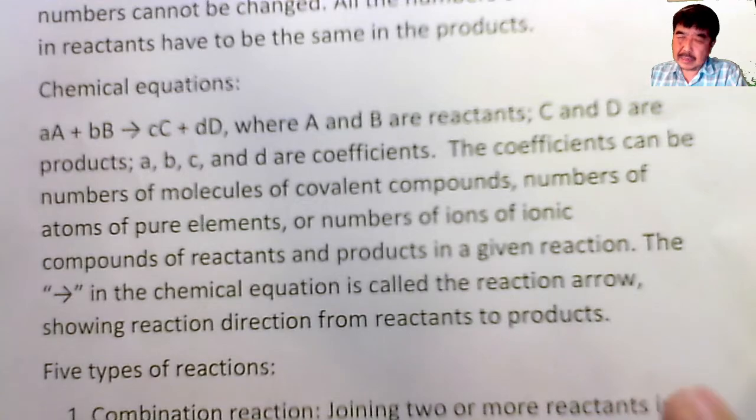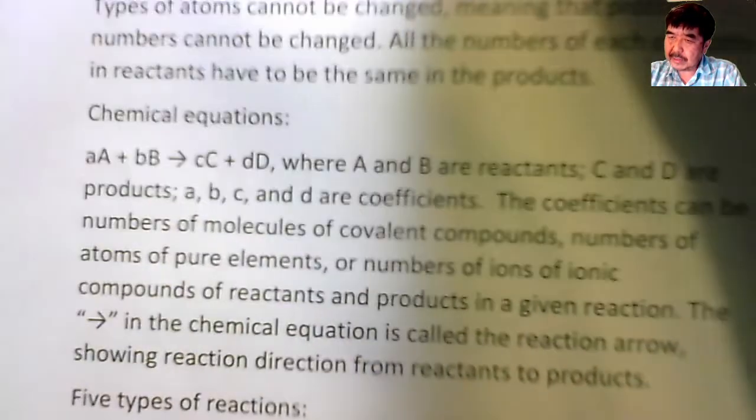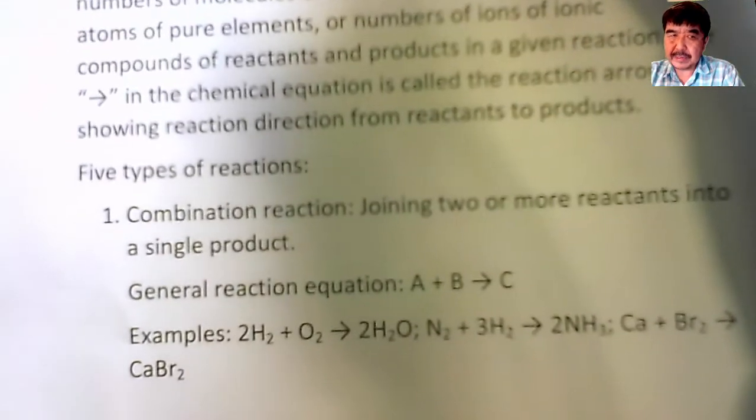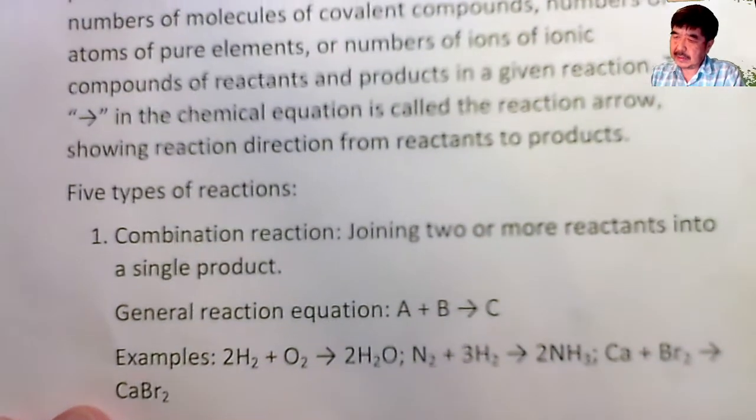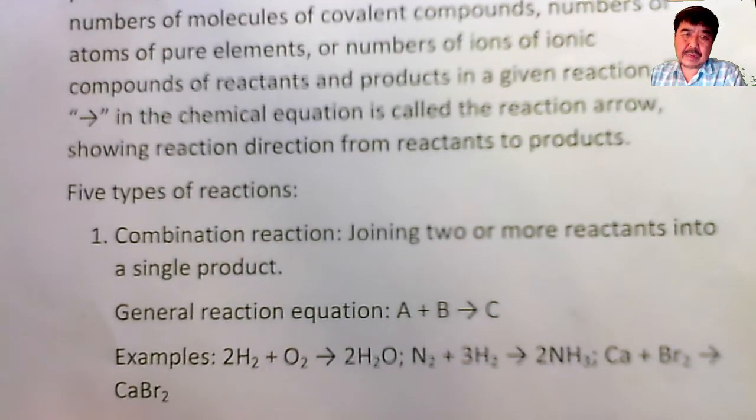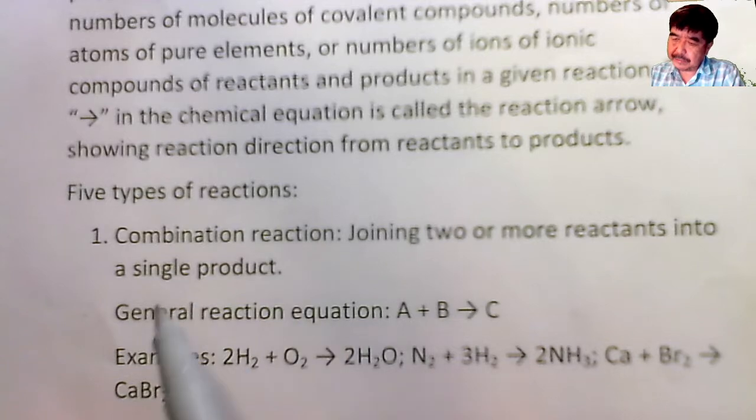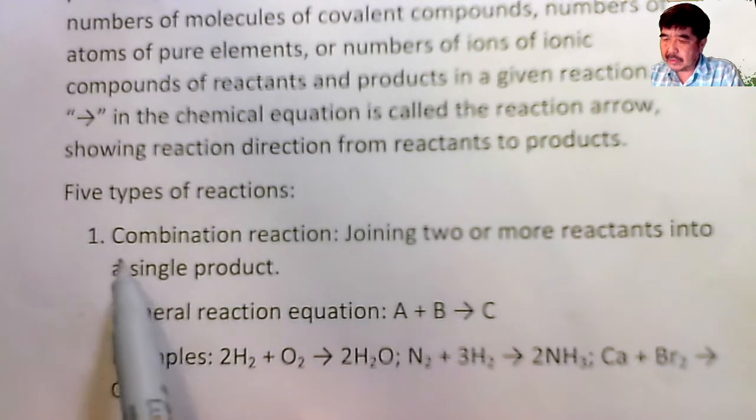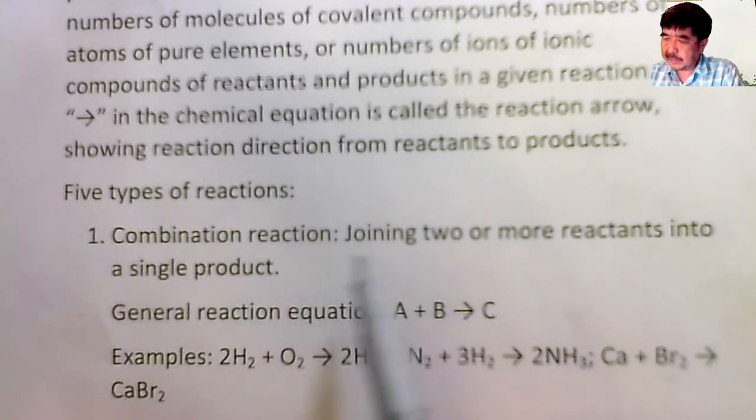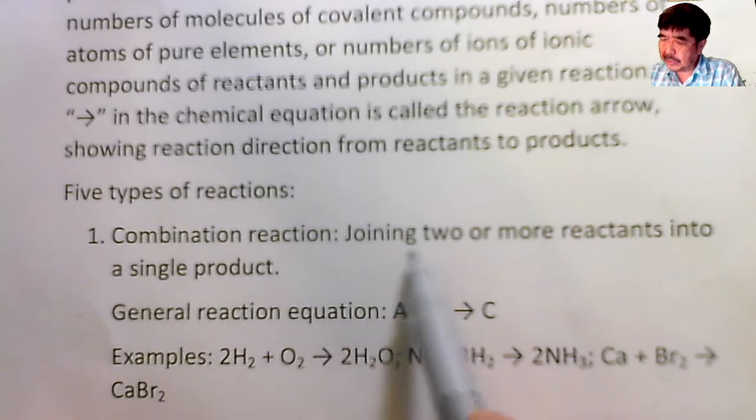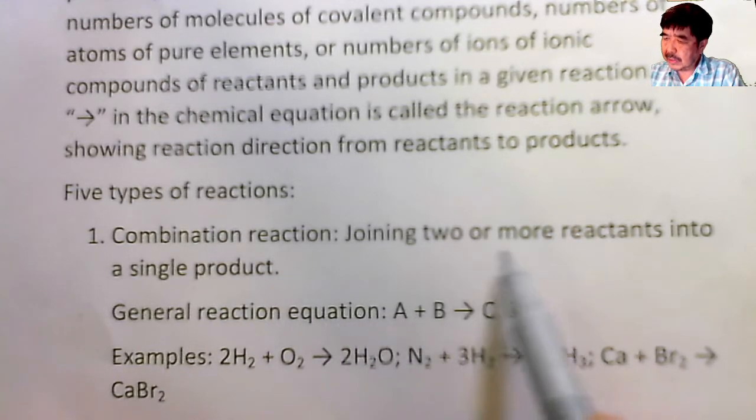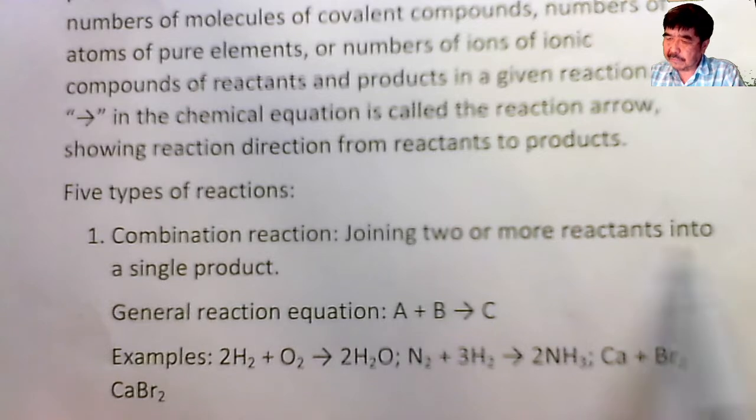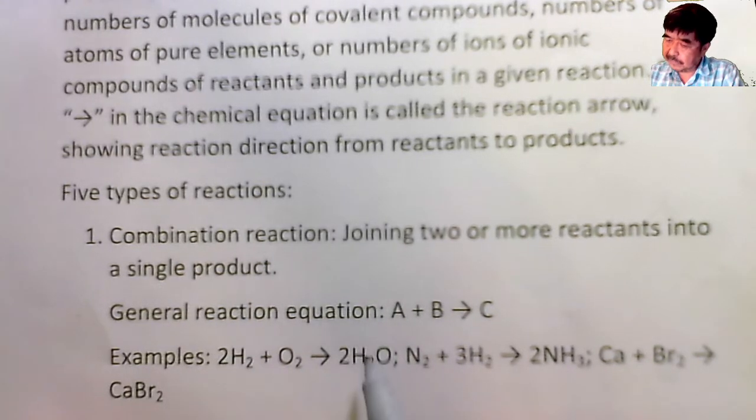Okay, next let's take a look at the types of reactions. There are five types of reactions. The first one is called combination reaction. A combination reaction just joins two or more reactants to form a single product. The form is like this: A plus B generates C.